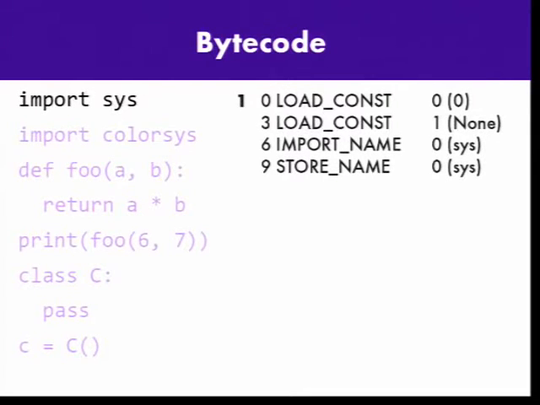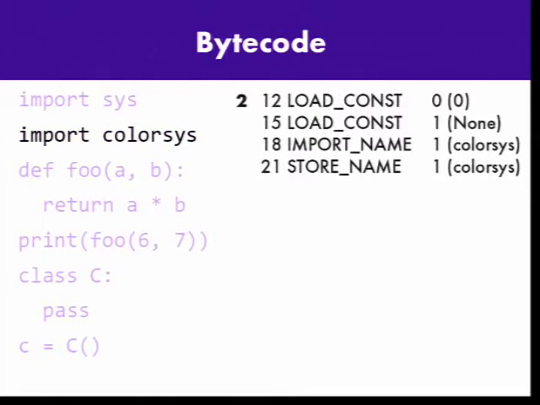And boom, now we have store name. Store name, again, is using the names array. So it's that same 0 maps to the same string sys. And what it does is it pops the top thing off of the stack and binds it in the local, global namespace, the module namespace, to whatever that name is. So we have just bound sys to the return of import name, which is the sys module. Boom, we now have a variable declared called sys in our module scope.